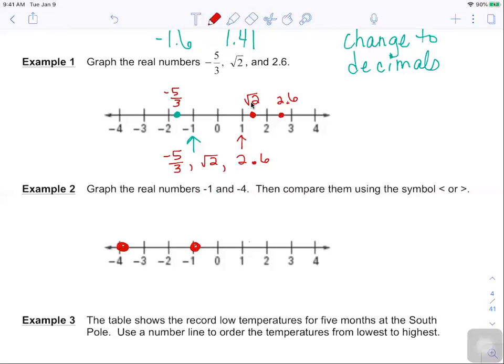Then it says compare those numbers using the inequalities. We talked about this a little bit last week when we were going over what we're going to think about this year. So it says use the symbols less than or greater than. And I'm looking at -4 since it's on the left, and I'm looking at -1 because it's on the right. -4 is less than -1. So the mouth of the inequality should be facing toward the bigger number. So -4 is less than -1.